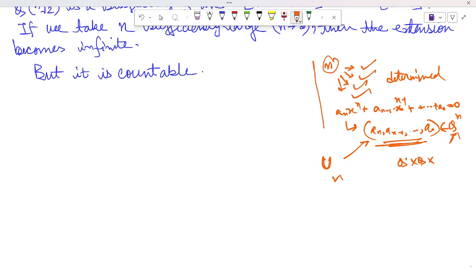So for the roots of an n degree polynomial, at most there are n roots. So the number of roots of these equations is also countable. Now I vary n over the natural numbers. Then I am getting a countable union of countable sets, again countable.